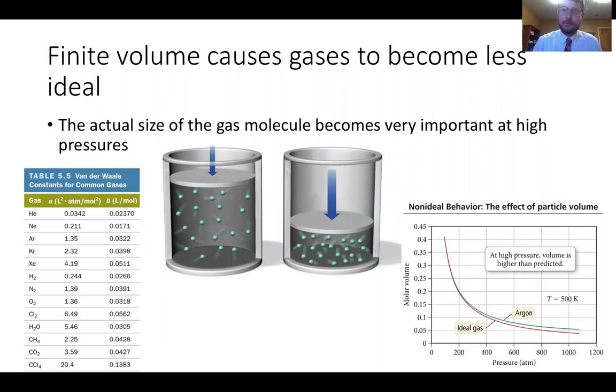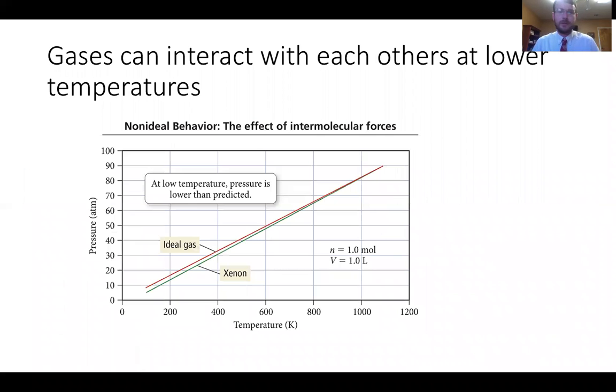Same thing with temperature. At very low temperatures, we start to deviate from an ideal gas. Now, why do you think that would be? What do low temperature and high pressure have in common? That's right, they increase the interaction between gas molecules.